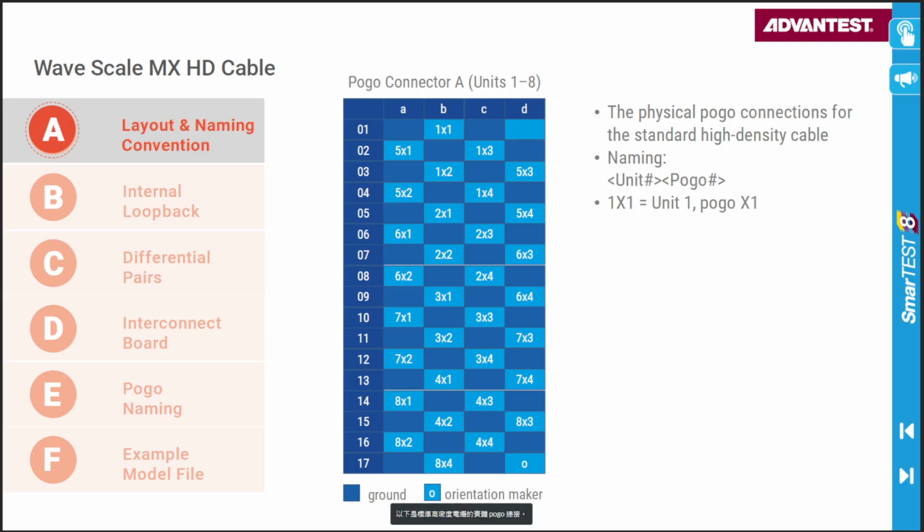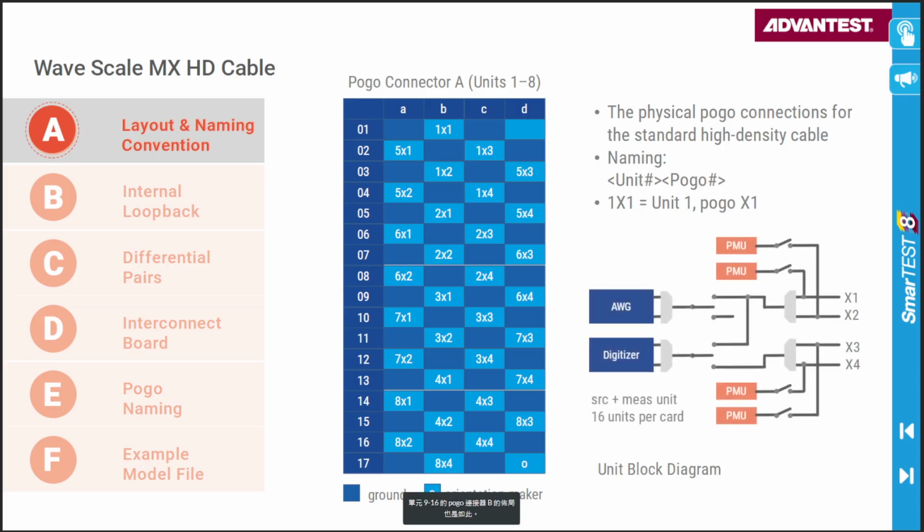Here are the physical Pogo connections for the standard high-density cable. For simplicity, only Pogo connector A is shown. The layout of Pogo connector B for units 9 to 16 is accordingly. The unit block diagram is to remind you what X1, X2, X3, and X4 are.